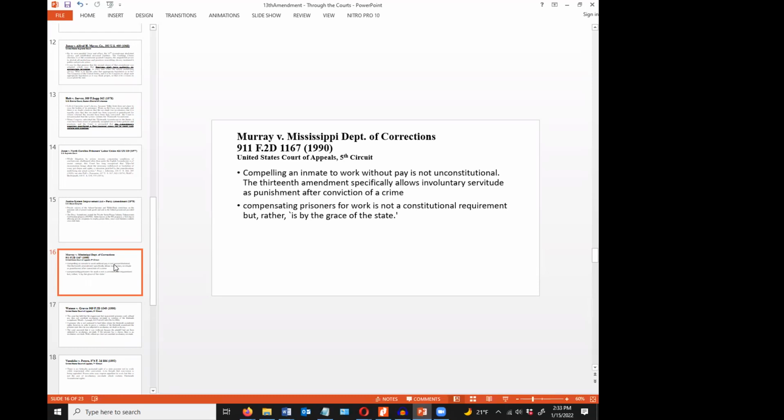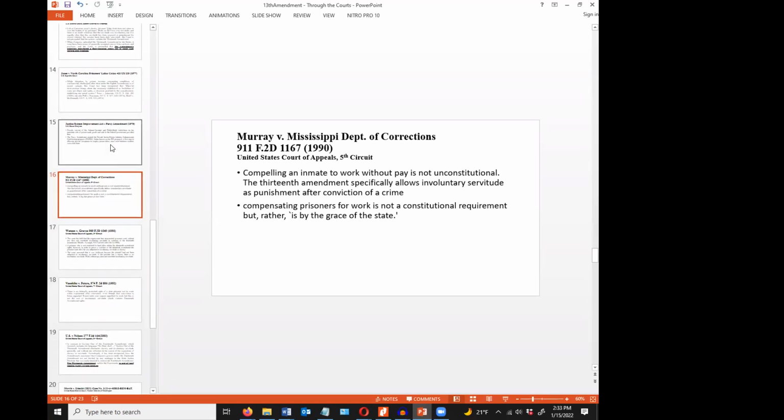And it said, compensating prisoners for work is not a constitutional requirement, but rather is by the grace of the state. So this is what the court basically told everybody: they can force you to work, and they can force you to work without pay. And they're saying it's not unconstitutional. And again, they would still refer back to Congress having the authority to do something about this. The courts don't. This is what they're clearly telling everyone in these cases.